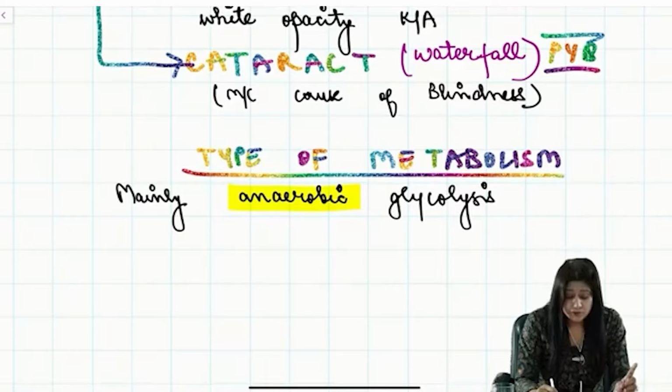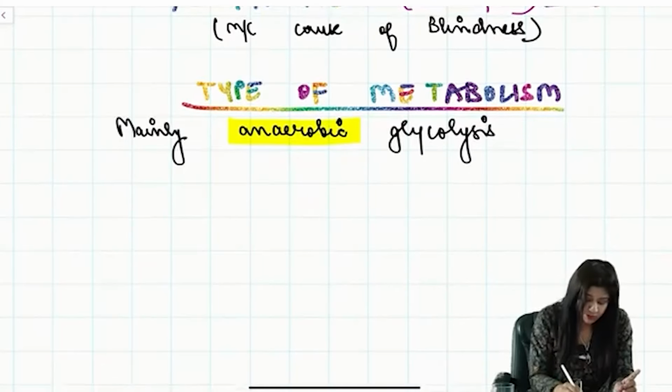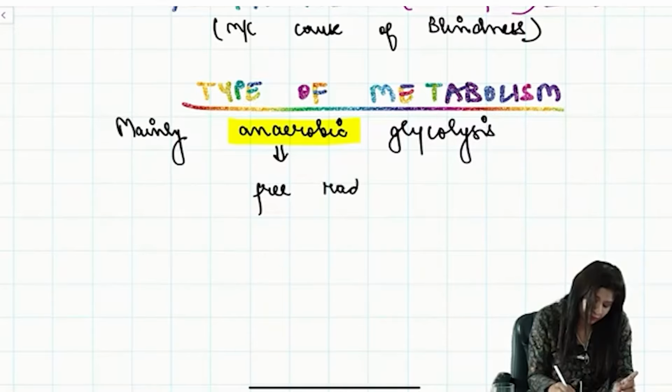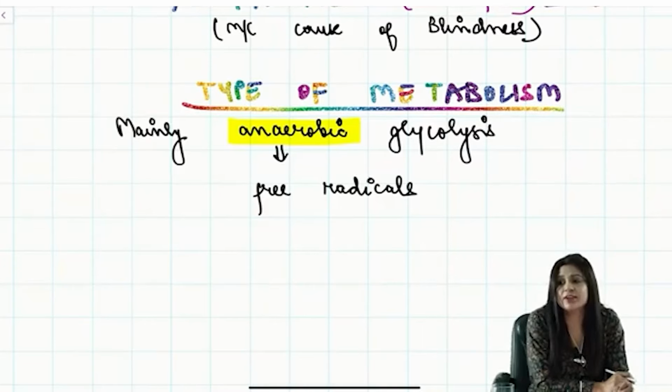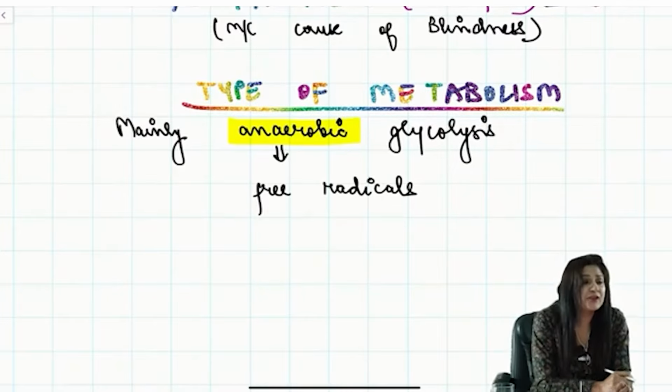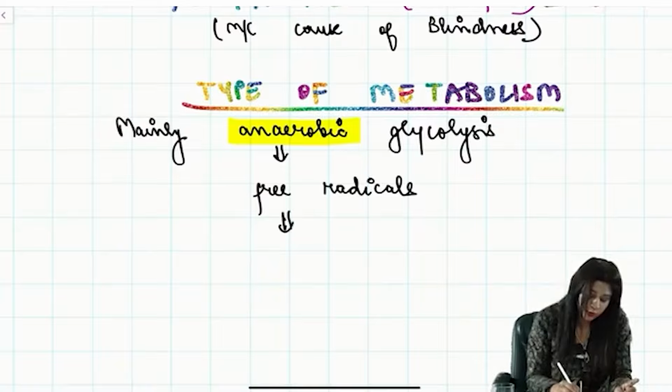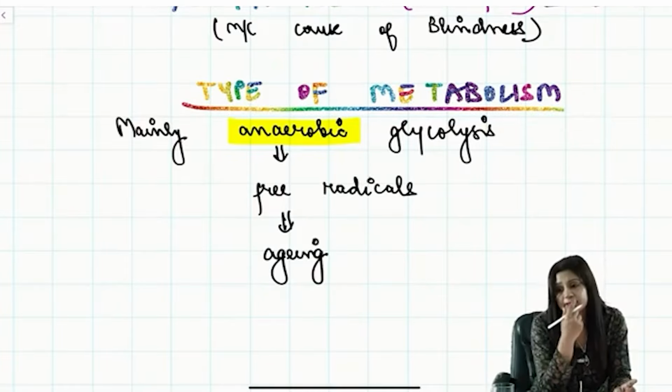Now, because we have mainly anaerobic, we will have more of free radicals. Free radicals क्या होता है? What is free radicals? क्या करेगा? Oxidative stress, है ना? Yes. So, if I have more of free radicals, therefore more of aging. And more of aging means more of cataract.